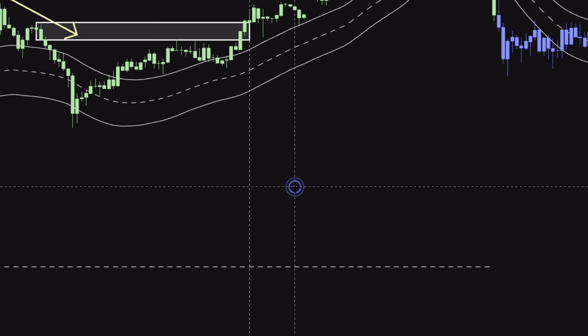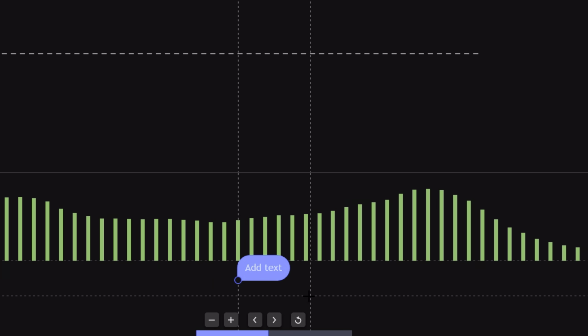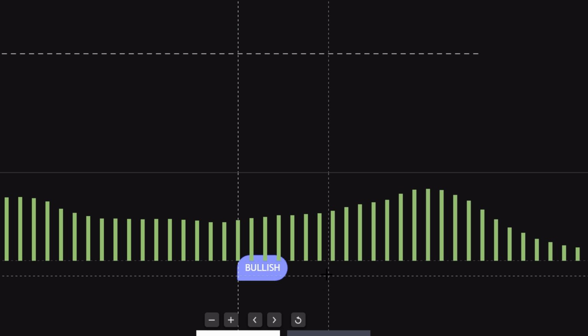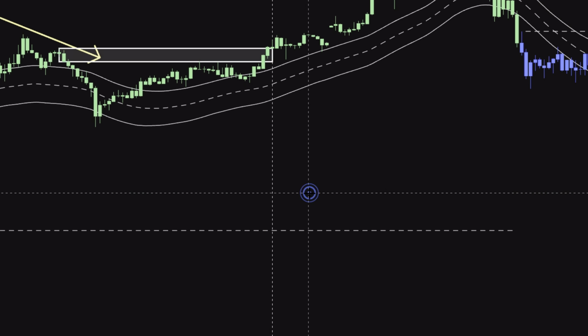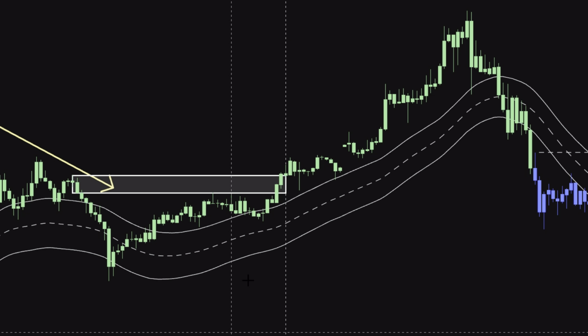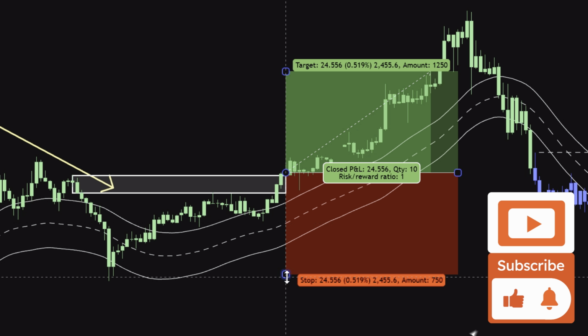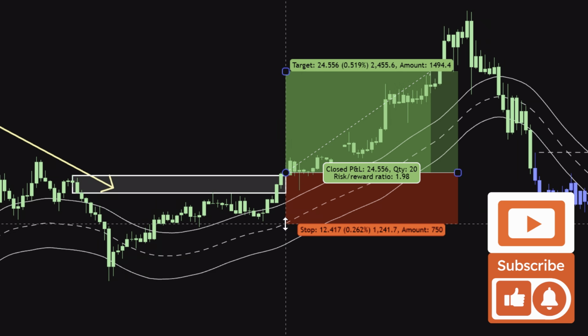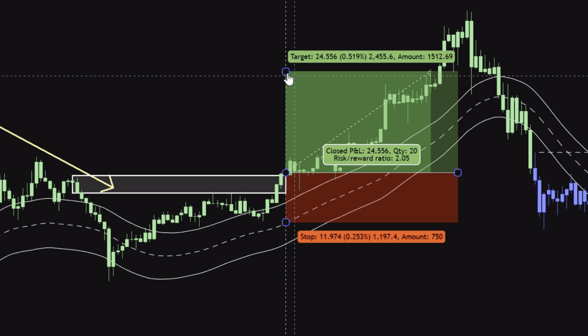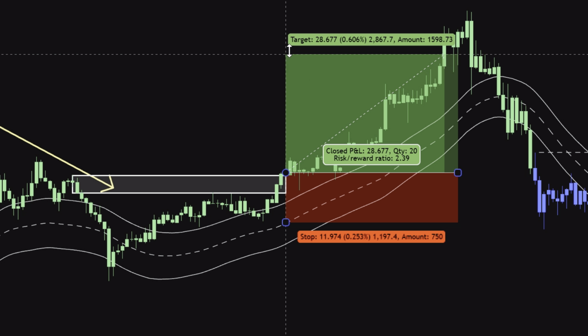Now we check the MACD indicator. If the MACD histogram is green and above the zero level, it indicates bullish momentum in the market. That bullish momentum confirms our buy setup, and just like before, the same risk management rules apply. Use the same stop loss approach and the same risk to reward targets of at least 2-to-1 or 3-to-1. That's the complete Zone Shift and MACD trading strategy.